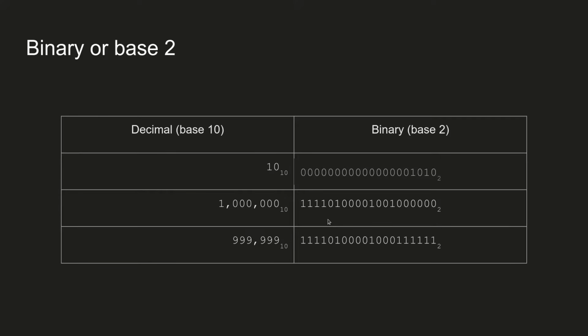You could write 10 in base 2 with all these leading zeros to make it line up with the rest of your base 2 numbers. And that's the same number. And technically you could do that with the base 10 numbers as well. It's just not as normal to see that with base 10.